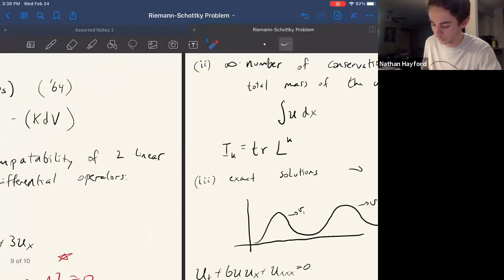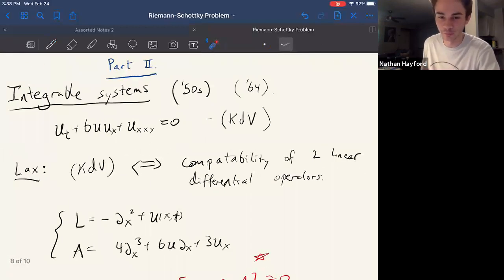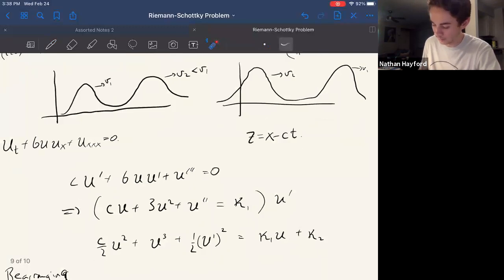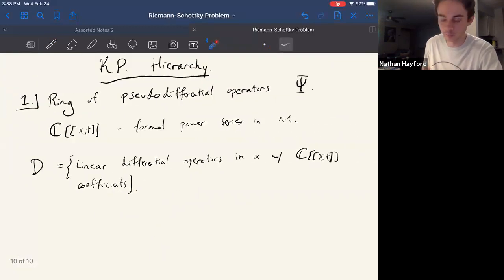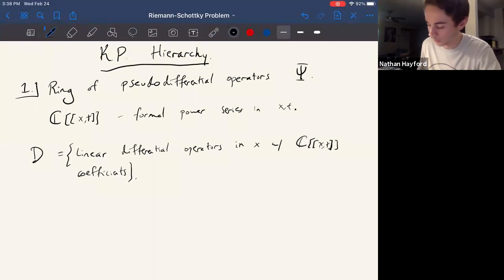It depends on what u is, I guess, and so it depends on the kind of solution we're looking for. But for right now, to treat things a little bit more algebraically, we're going to take them to be in the space of formal power series. So this is the collection of differential operators. It's going to be a subring, an important subring at that, of the ring of pseudo-differential operators. So what is a pseudo-differential operator?